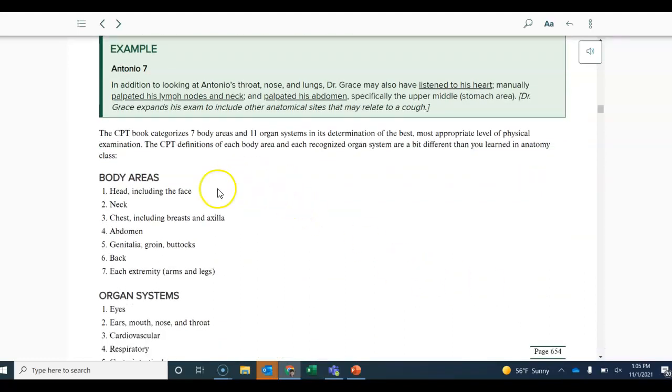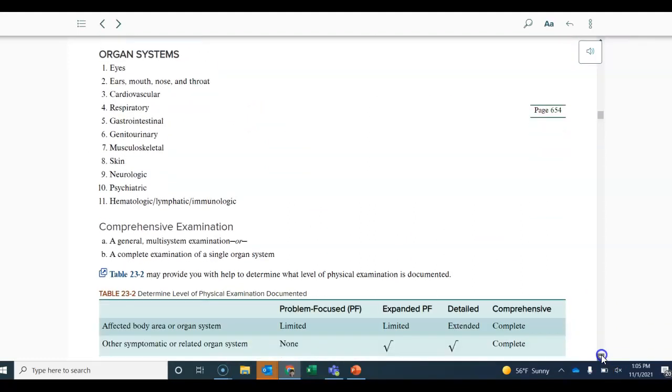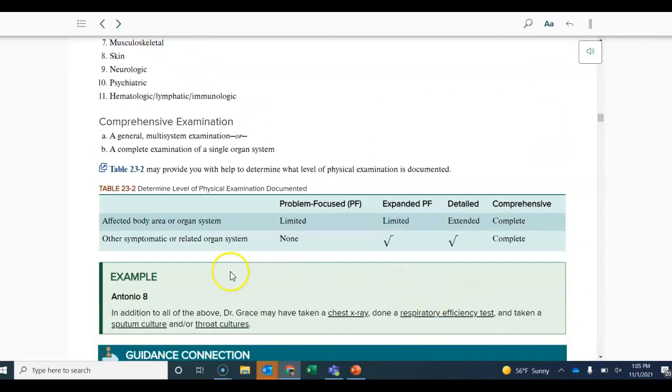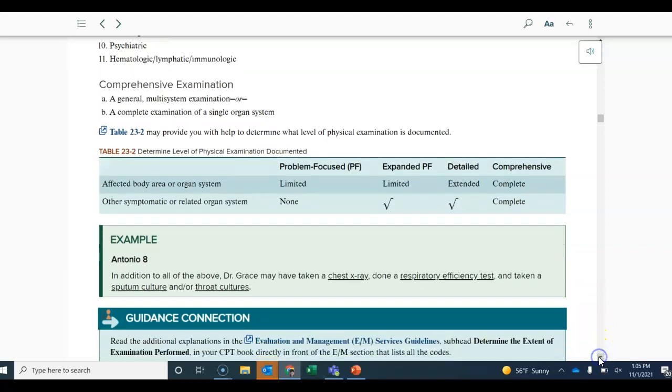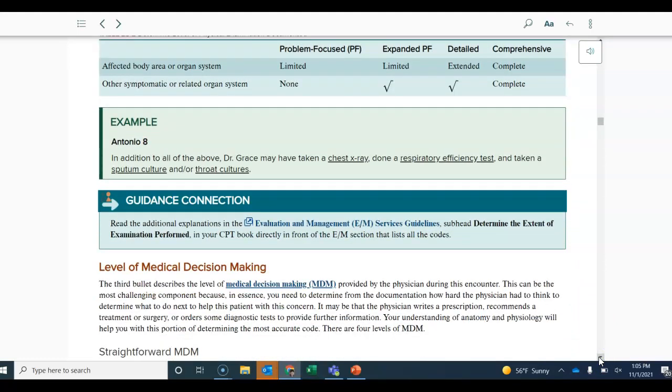So here's an example of body areas and organ systems. And that's how they count how extensive the exam is. Okay? So I'm going to stop here, and then I'm going to continue in the next video on decision making.